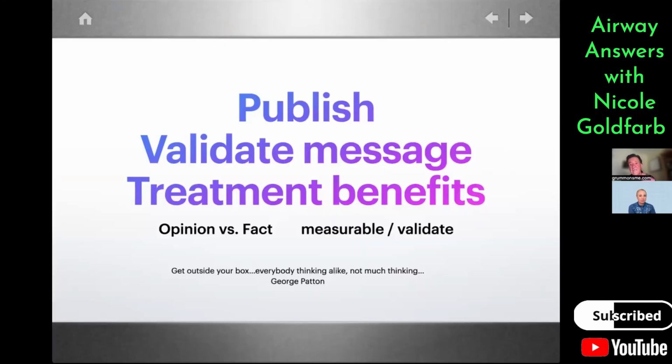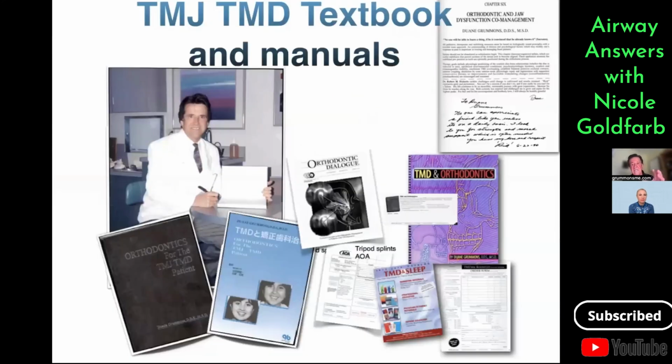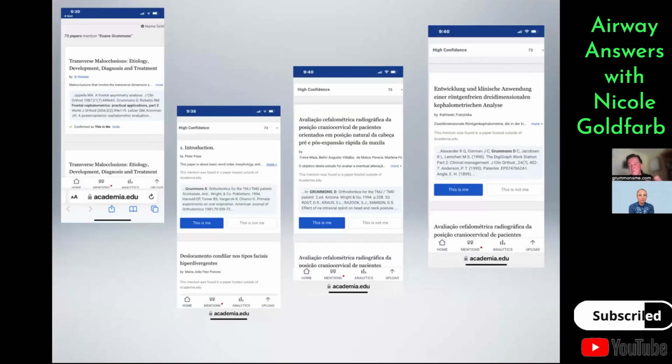You got to publish, you got to validate your message. You can't just say, in my opinion, it's this. No, you got to measure it and validate it and get outside the box. I've been publishing a while, and it's not easy. It takes a lot of time, but at least put something out there.